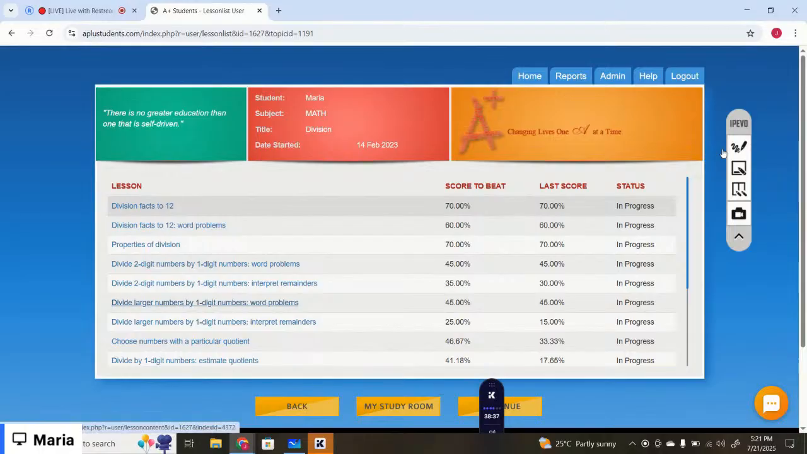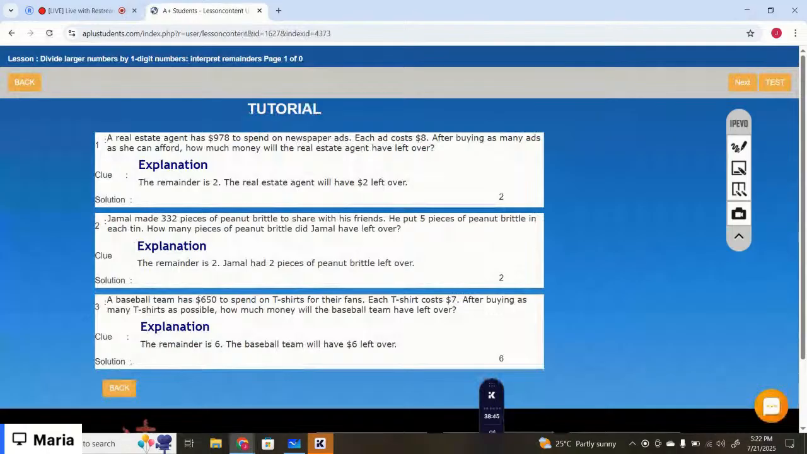The next lesson is divide larger number by one-digit number, interpret remainders. Let's just start with the test questions.